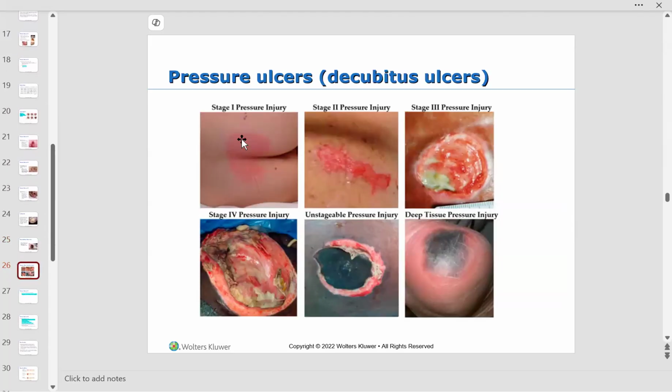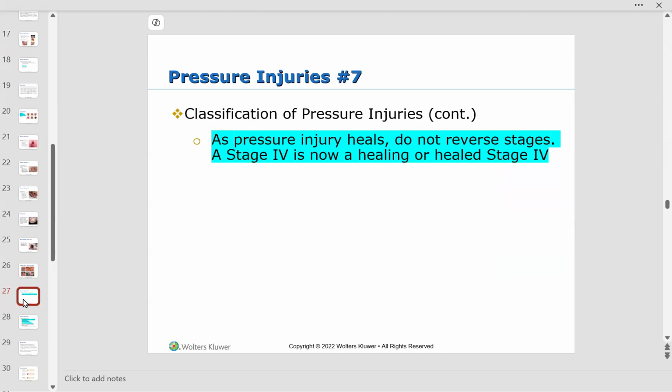And here you go again. Stage 1 is the non-blanchable hyperemia. Stage 2, now it's open. Stage 3, full thickness. Stage 4, full thickness to the muscle, bone, and tendons. Unstageable, too much necrosis. Deep tissue injury, we suspect. It's just like a bruised area or a blister. Okay? All right. Just know this, when a pressure injury heals, we never go backwards in stages. So if the patient had a stage 4 that is healing, it's always a stage 4. It never becomes a stage 3, 2, 1. No, it's a healed stage 4 or a healing stage 4.